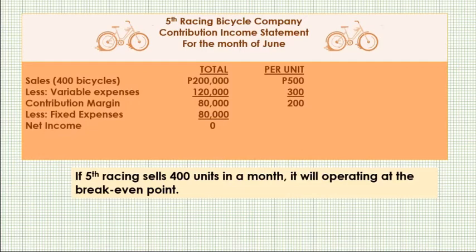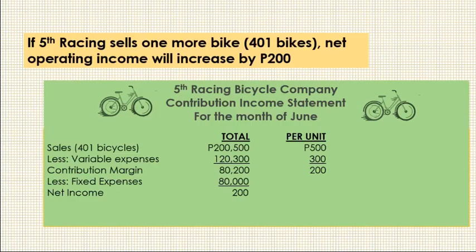Let's see what happens if Fifth Racing sells one more bike or a total of 401 bikes. Net operating income will increase by 200 pesos. You can see that the sale of one unit above the break-even point yields net operating income of 200 pesos, which is the contribution margin per unit sold.